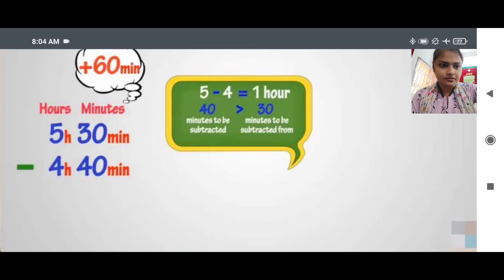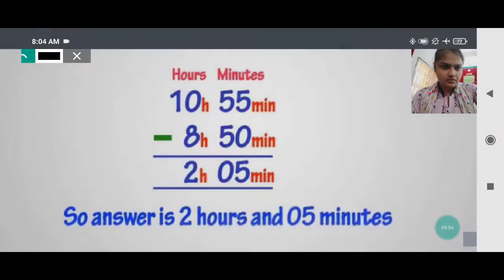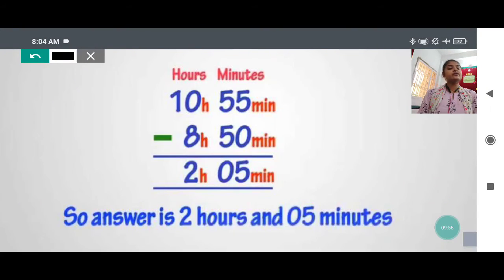Now you can see one column again. Two columns you have to make, one for hours and one for minutes. Again you have to write down the numbers, as we used to write. 10 we will write in the hour column and 55 we will write in the minute column. In the same way, 8 we will write just below 10 and 50 we will write just below 55.